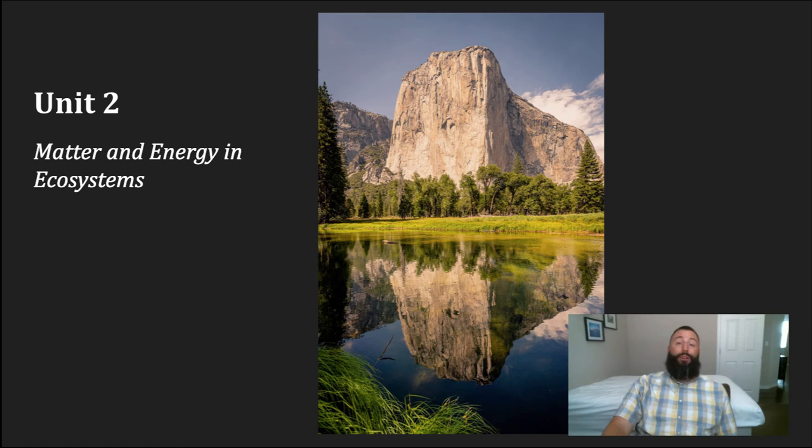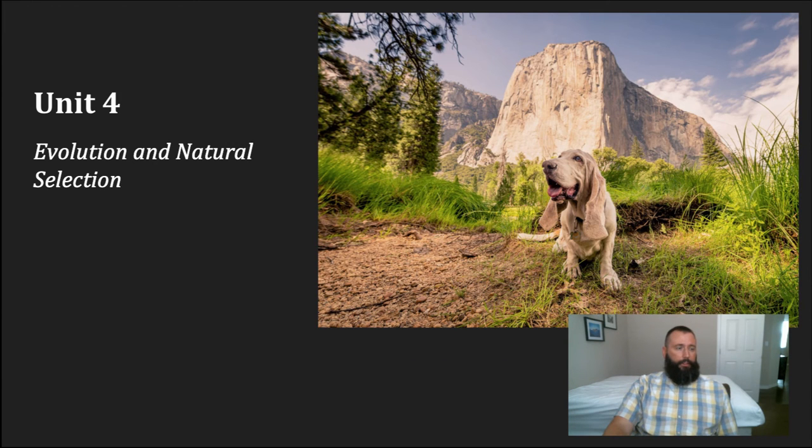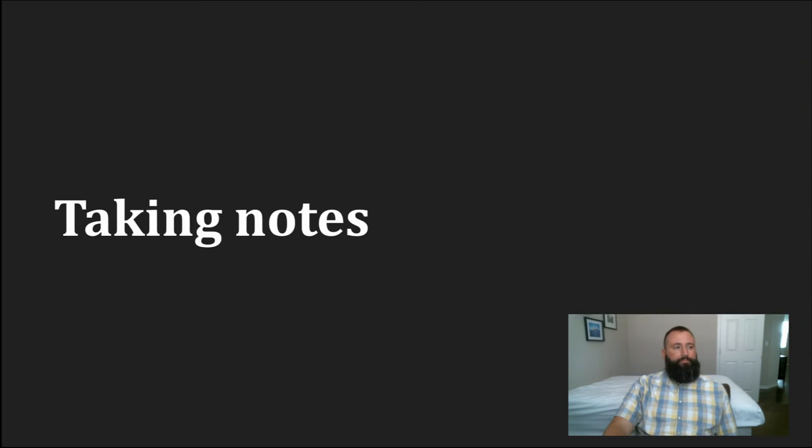We'll get into cellular respiration and the mitochondria, along with energy and matter cycling through ecosystems. Unit 3, Quarter 3, we'll get into DNA and genetics, patterns of inheritance, heredity. And then finally, we'll culminate the class with Unit 4, Quarter 4, with evolution and natural selection.